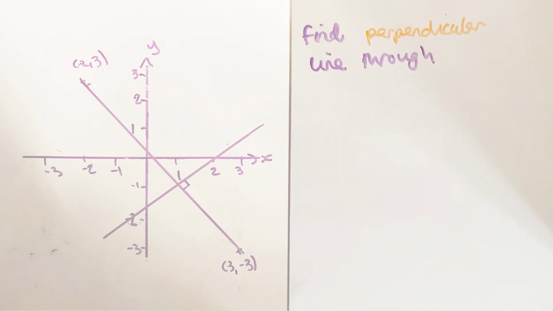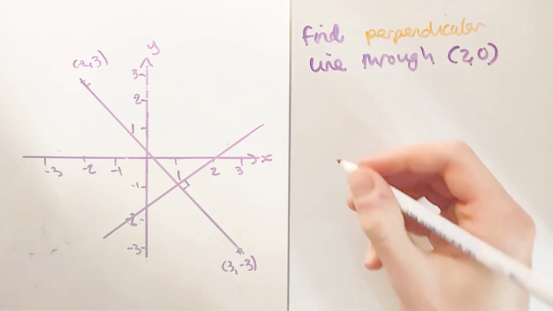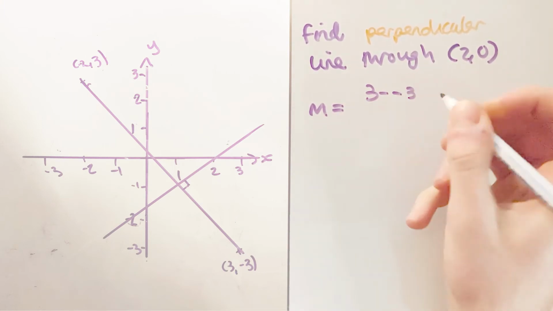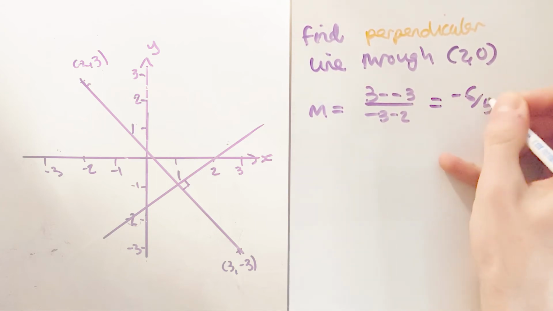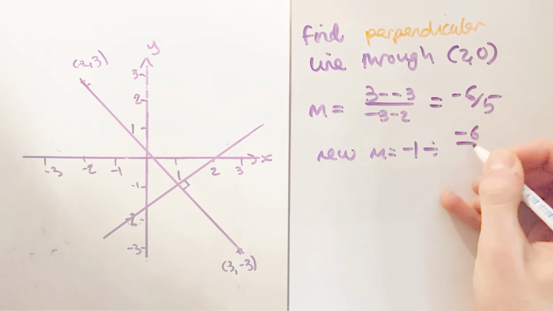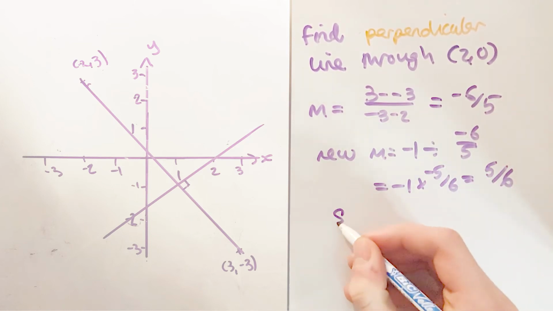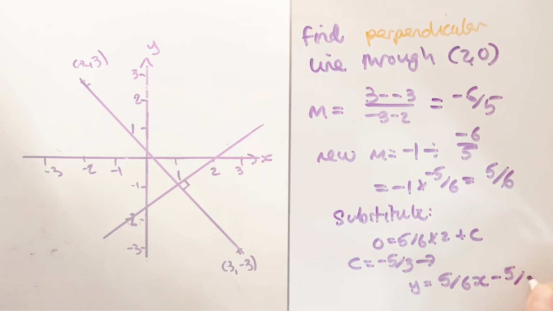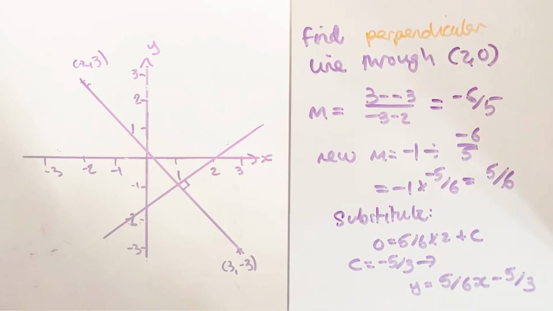For higher level, you need to understand perpendicular lines. Two lines are perpendicular if their gradients multiply together to get minus 1. We first calculate the gradient of this line from the graph, then find the gradient of the line perpendicular to this. Then we can substitute into y equals mx plus c to get the equation of the line.